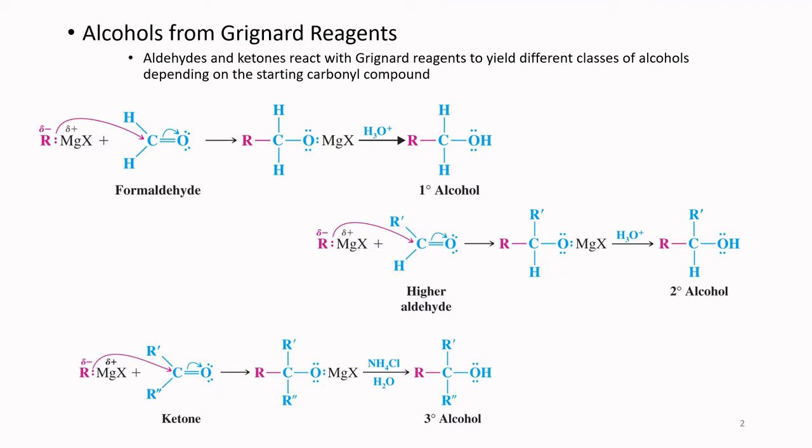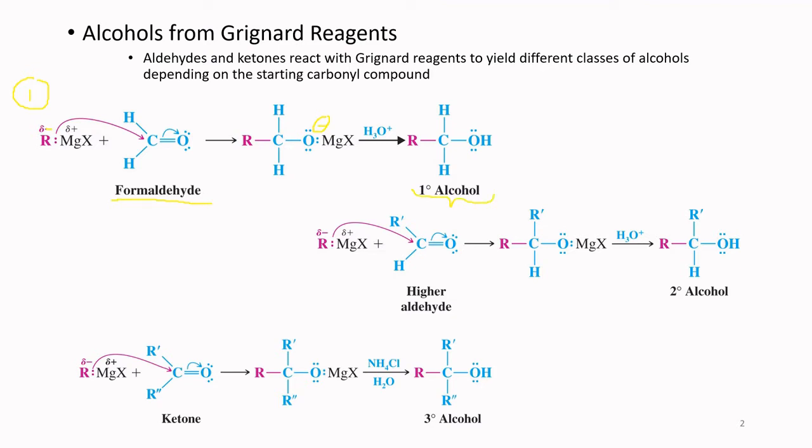So the first reaction here is using formaldehyde. When we react formaldehyde with Grignard reagent, what will happen? We have the R minus here. This R minus, a nucleophile, will attack the carbon here, and then the electron will move from the pi bond to the oxygen. So it will give you an alkoxide ion here, and this oxygen will abstract a proton from the acid, and then it will give you a primary alcohol.